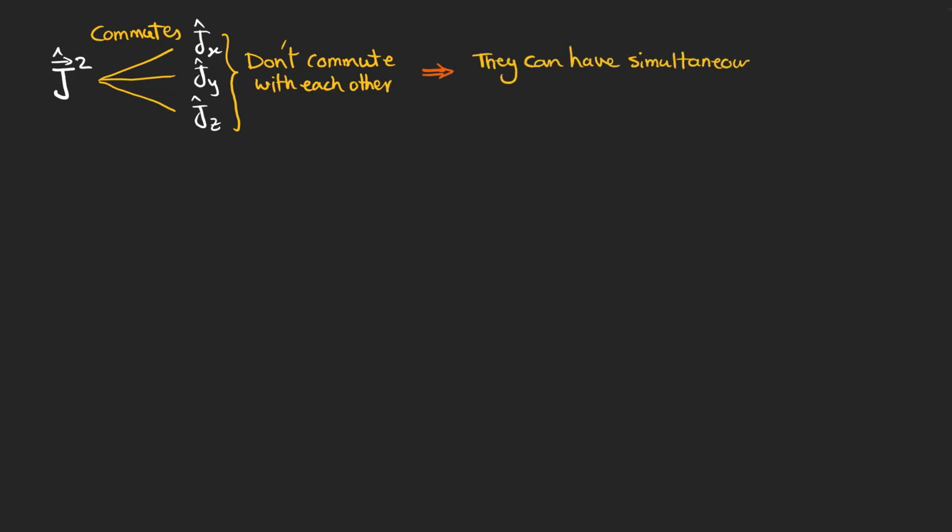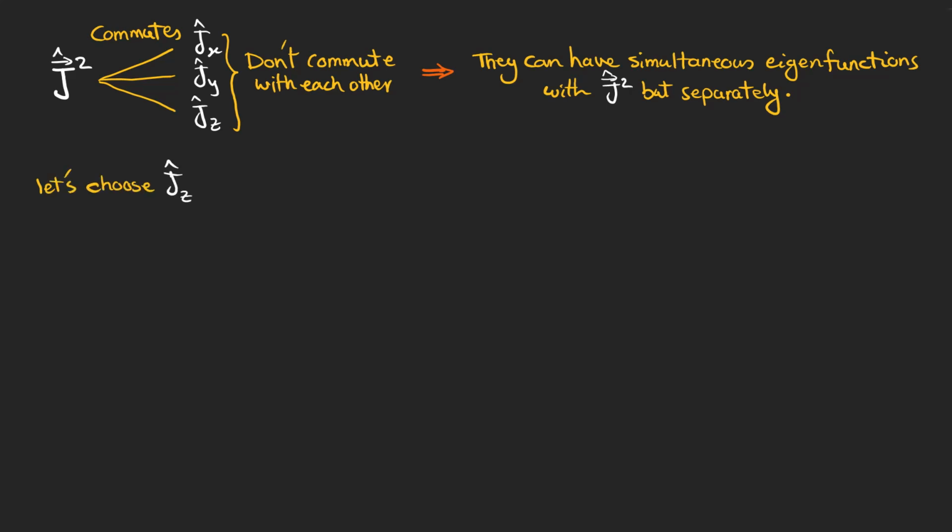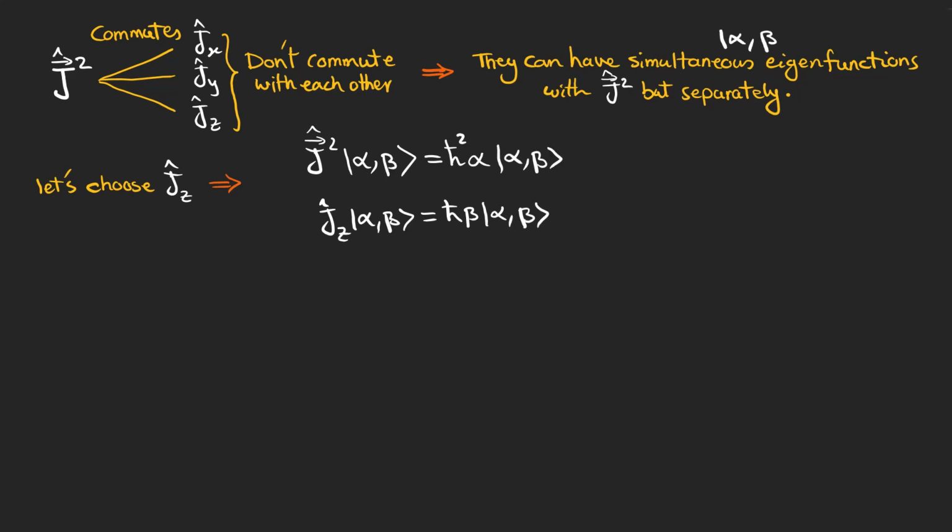You know, they can have simultaneous eigenfunctions with j squared, but separately, because they cannot commute with each other, they cannot have simultaneous eigenfunctions with each other. We choose one of them, for example jz, and we are going to find the simultaneous eigenfunction of j squared and jz.